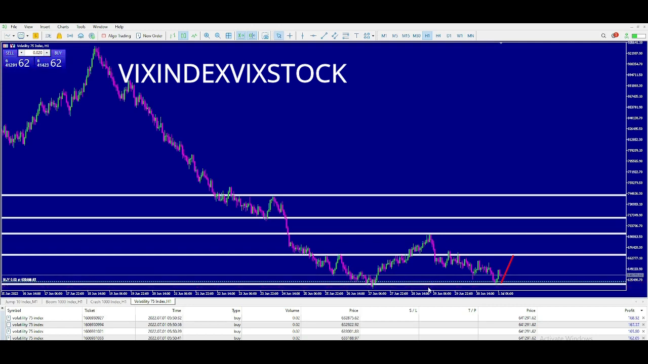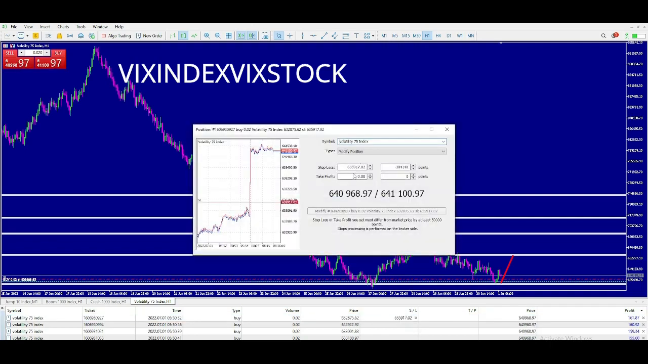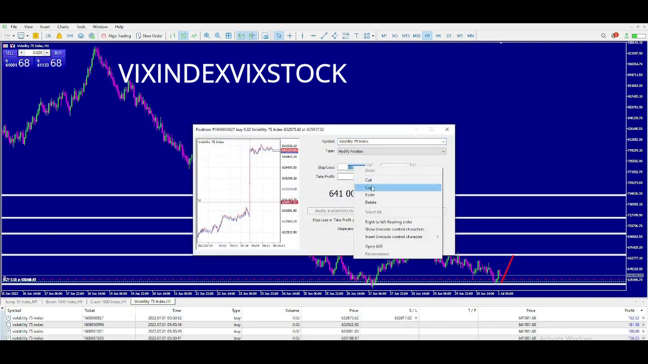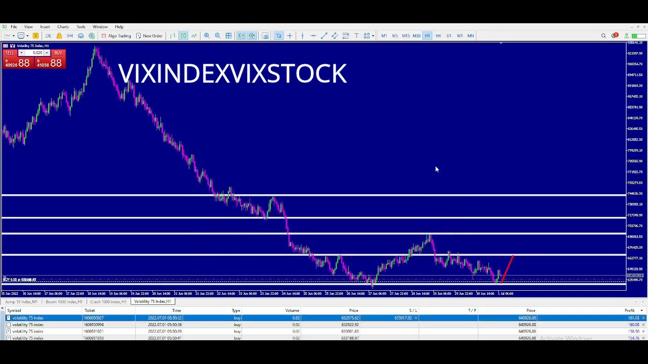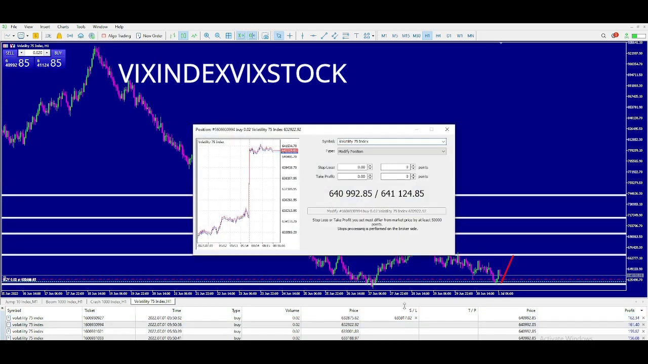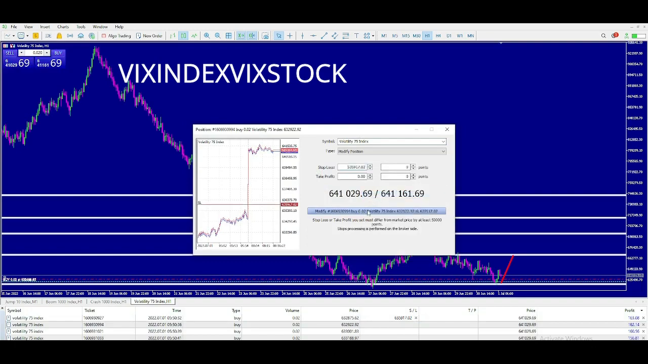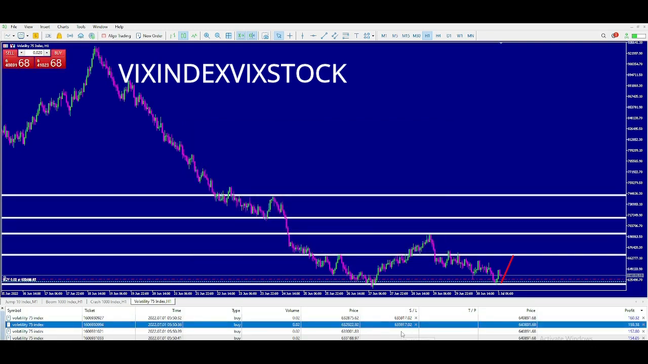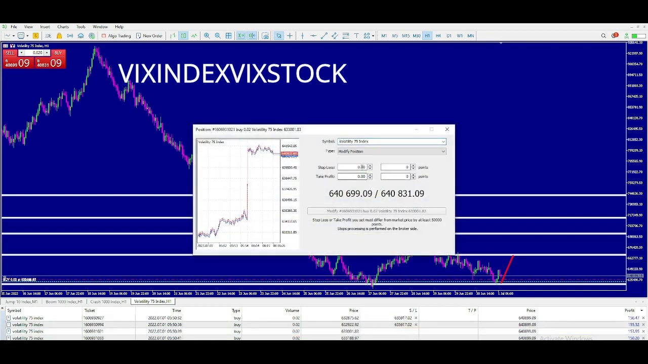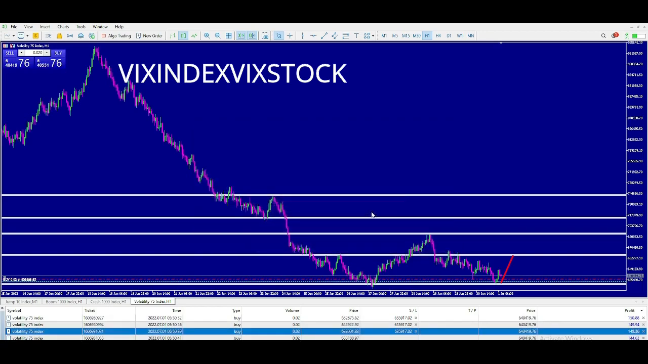Yeah, you can see I'm not putting my stop losses too tight because I don't want to be taken out too early. Of course, I don't want to be taken out at a worse price, but at the same time, I must give price some room to breathe. So you don't want to set your stop losses too tight.